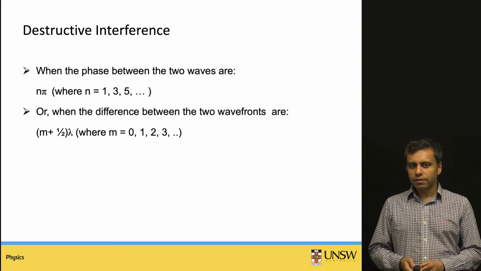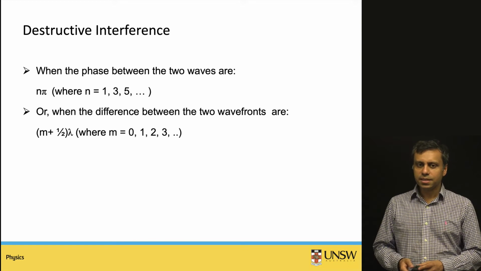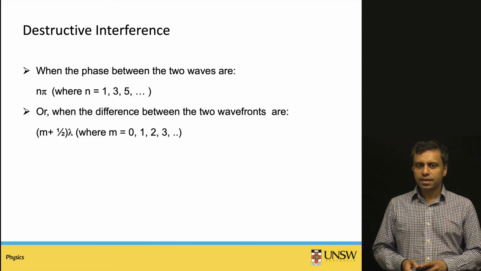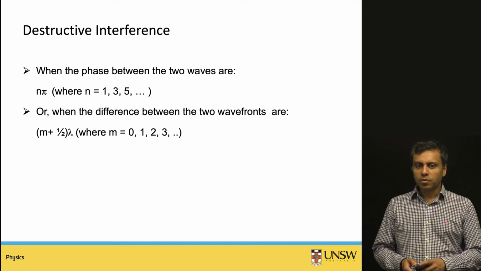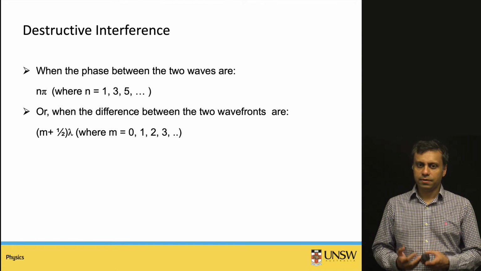And what about destructive interference? So when the phase difference between the two waves is n pi, and in this case n is an odd integer starting from 1, then the waves will interfere destructively.